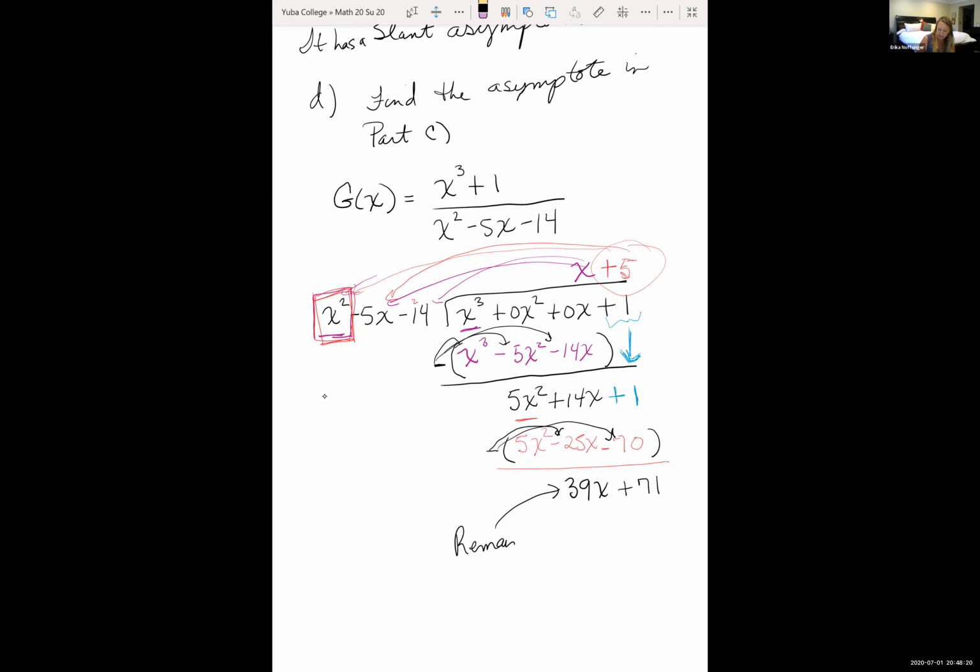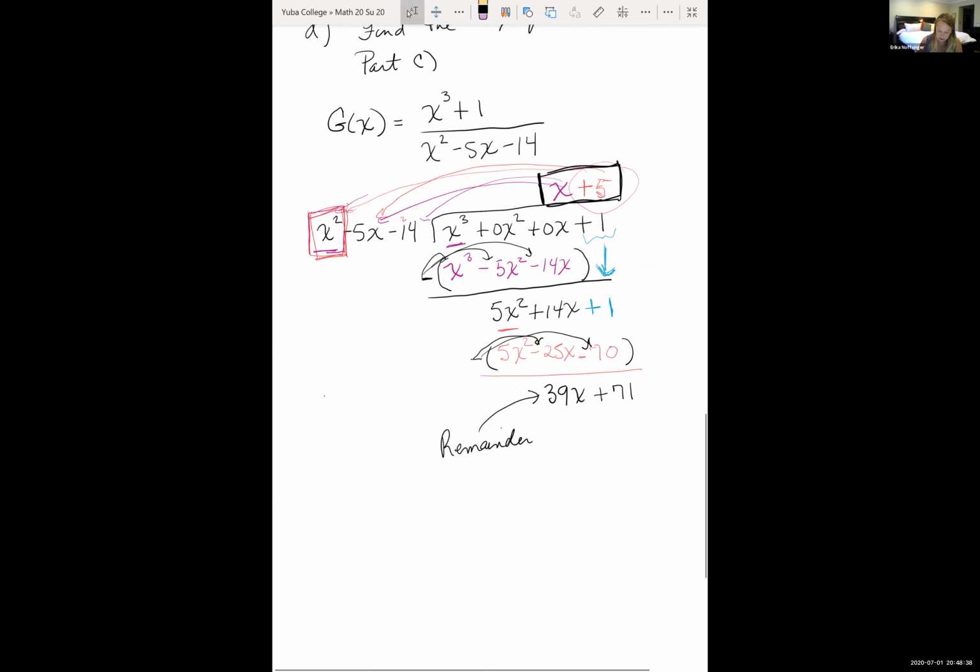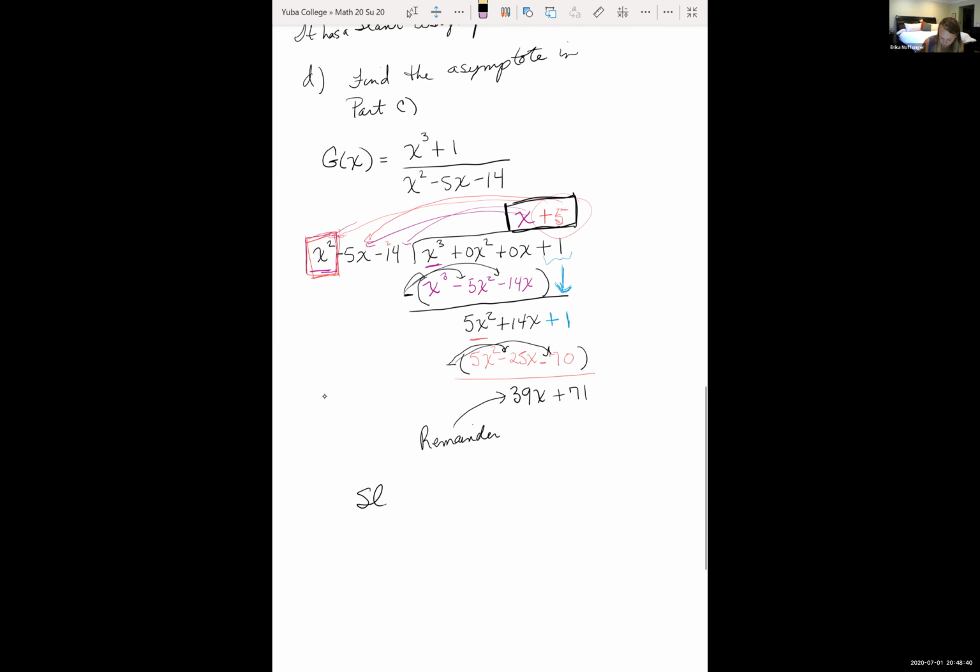But in the directions, it told us that we only really had to look at our quotient. So the quotient is what we got that we were going to multiply by. And so our slant asymptote is the equation y equals our quotient. And so the slant asymptote is y equals x plus 5.